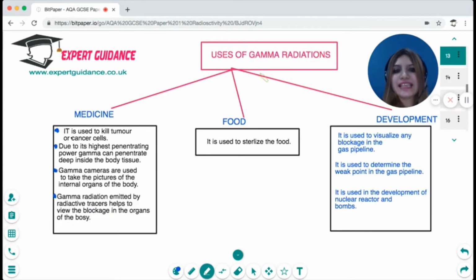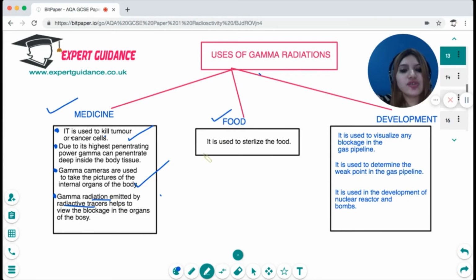Okay, next is the gamma radiation. It has many uses. In medicine, it is used to kill tumor cells, cancer cells. Why? Because they have highly penetrating power. So due to this highly penetrating power, they can penetrate deep inside the tissues. We can have gamma cameras, which can take pictures of the internal organs of the body. And the gamma radiation is emitted by radioactive tracers. We put the radioactive tracer inside the body. The radiations that they emit help us to visualize the blocked organs, like blocked kidneys of the body.